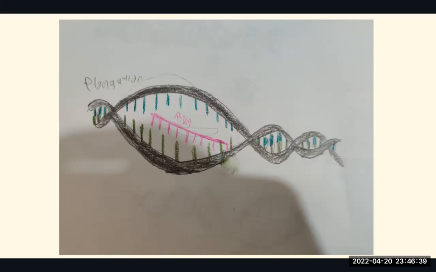RNA polymerase reads the unwound DNA strand and builds the mRNA molecule using complementary base pairs. During this process, an adenine in the DNA binds to a uracil in the RNA.